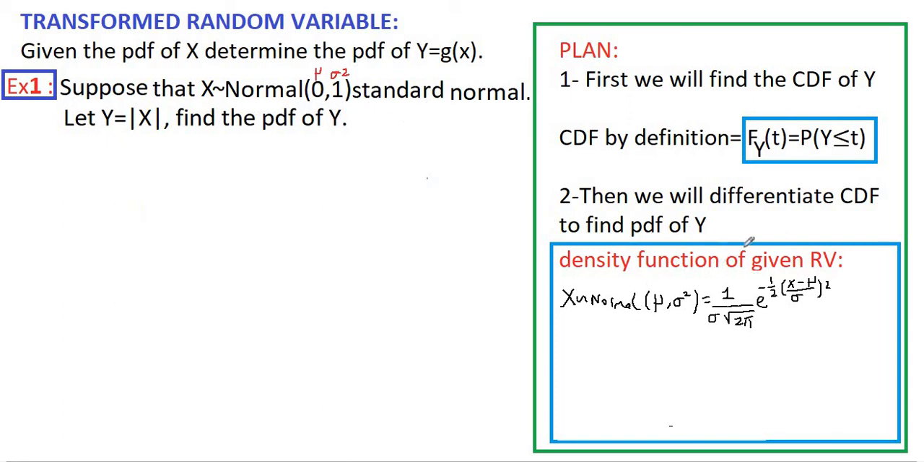And if you plug in mu as 0 and sigma as 1, you're going to obtain the density function of x standard normal, which is f_X(t) = 1 over square root of 2 pi e to the negative t squared over 2. And this is in the entire region from negative infinity to infinity.